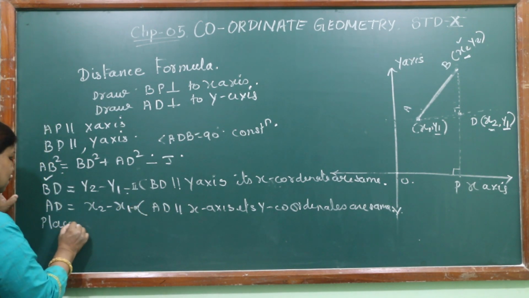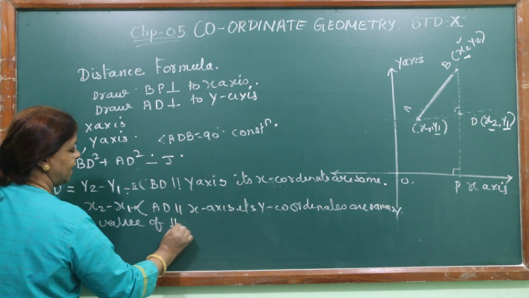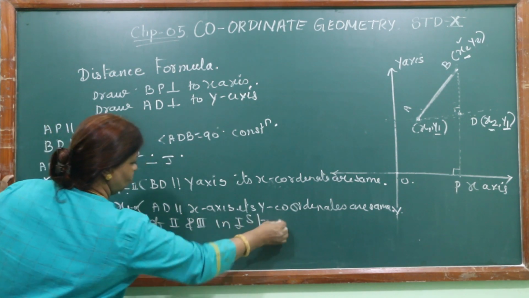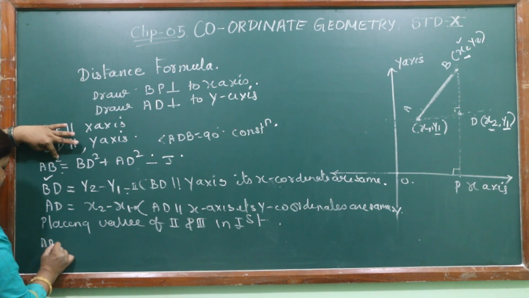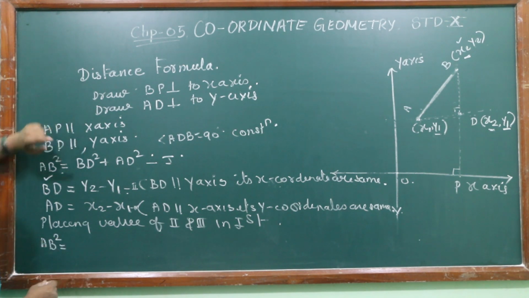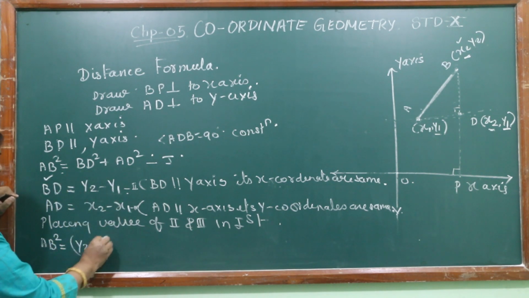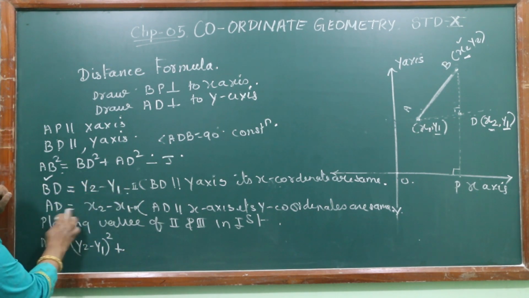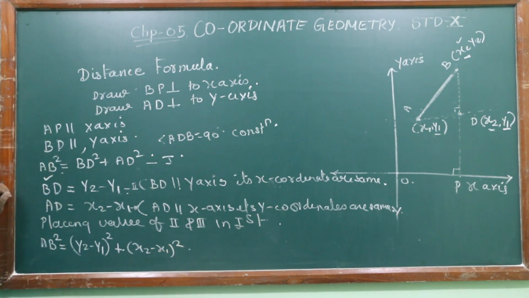Placing the values of the second and third in the first, what do I get? See this, AB square is equal to what now? AB square is equal to BD square, this is y2 minus y1 the whole square, plus AD square. AD is what? x2 minus x1 the whole square.